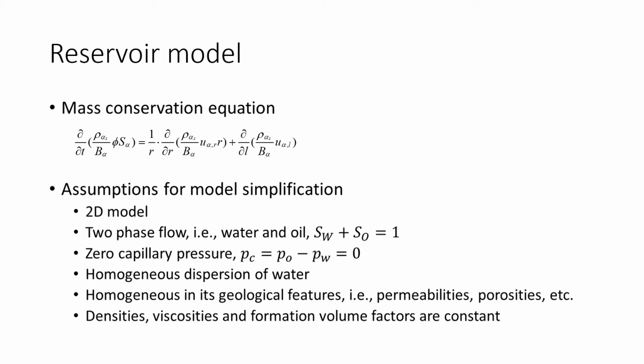First, the reservoir is considered to be two-dimensional. Second, only two phases, that is oil and water, are assumed to be present. Third, capillary pressure is assumed to be zero. Fourth, the homogeneous dispersion of water is assumed. Fifth, the reservoir is assumed homogeneous in terms of its permeability and porosity. Sixth, constant density, viscosity, and formation volume factor are assumed.